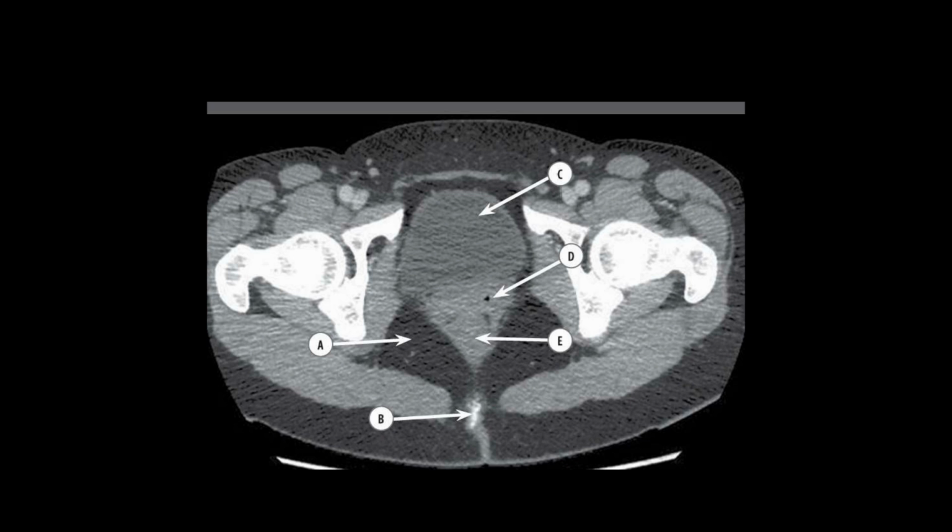I wanted to show you this image for A, which is your ischiorectal fossa. This is on the lateral side of the anus and rectum. So this space here is your ischiorectal space or fossa, and it just contains fat.